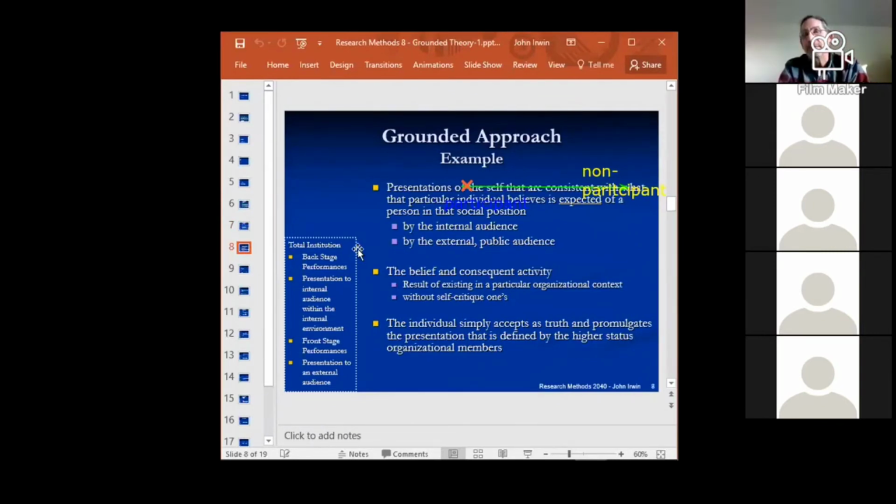So you've got audience. What Goffman brings to us, the total institution, front stage, backstage material, you get this notion of audience. I present myself in a particular way because of the way the audience responds. If I don't have an audience, I don't.